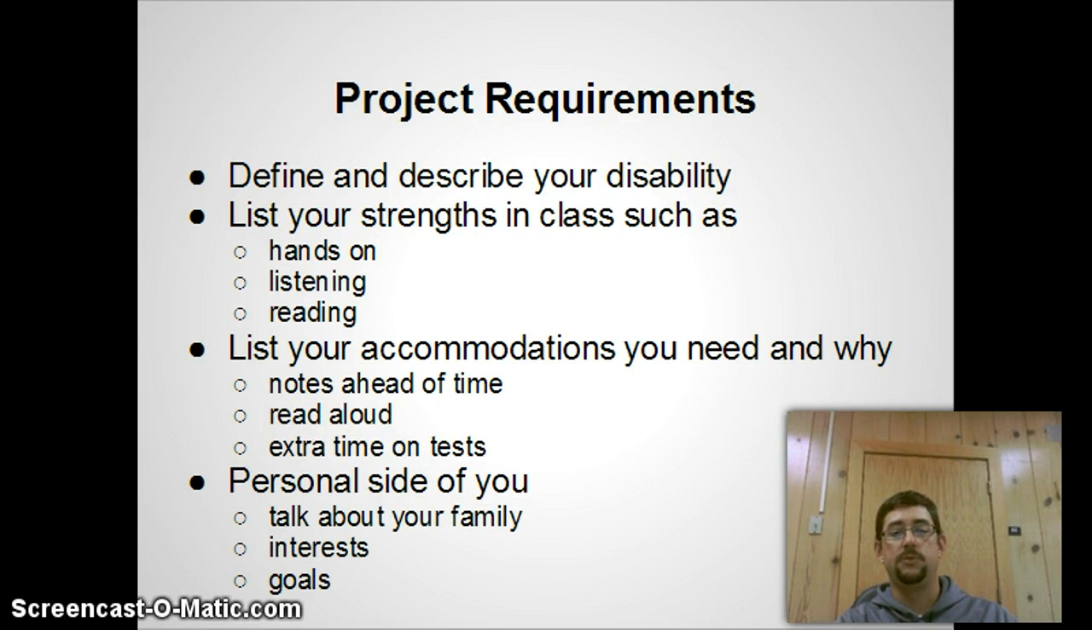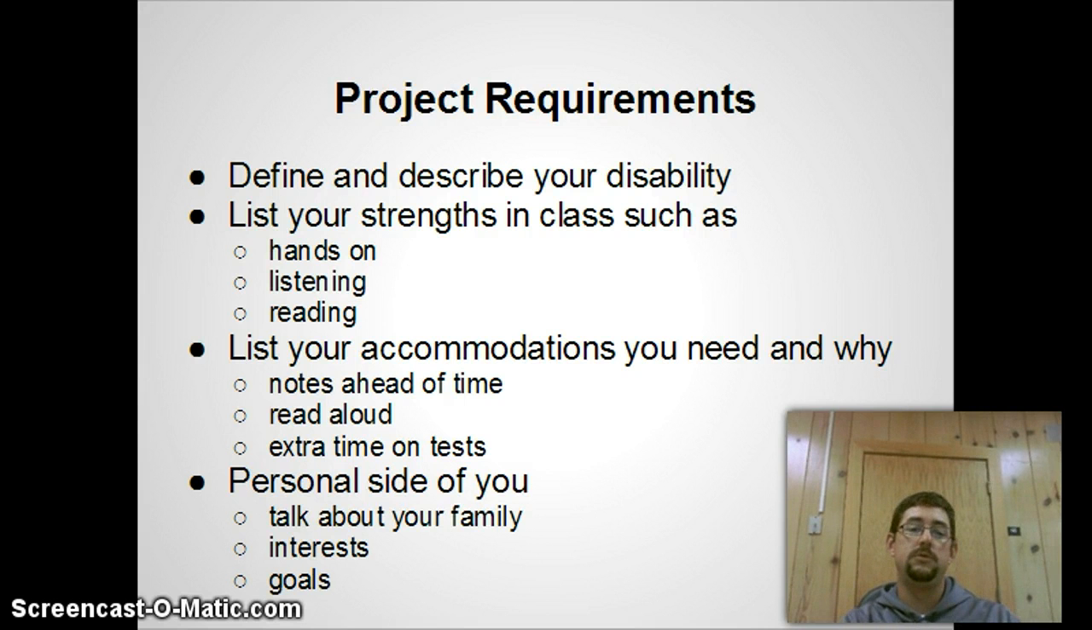If you are someone that has tests read aloud to you, again, you need to note that and make sure you can explain what it is that having them read to you does for you. If you need extra time on tests, you need to put that. And if it's just because it takes you longer to process information, then that's how you need to describe it.